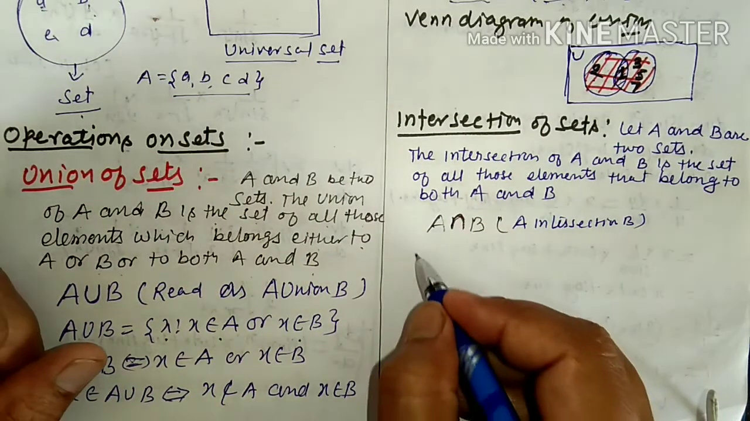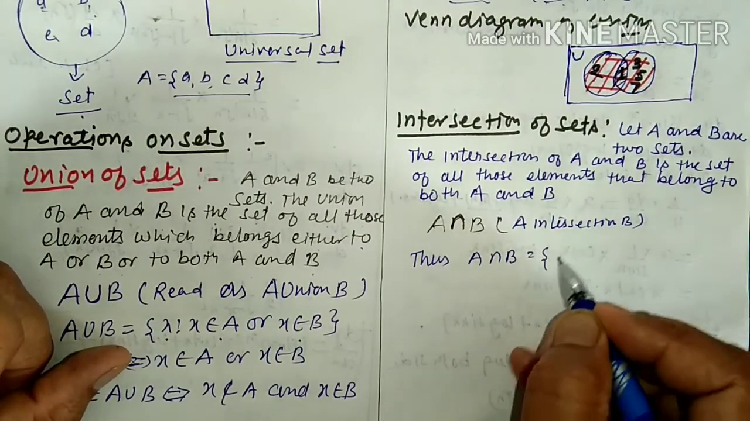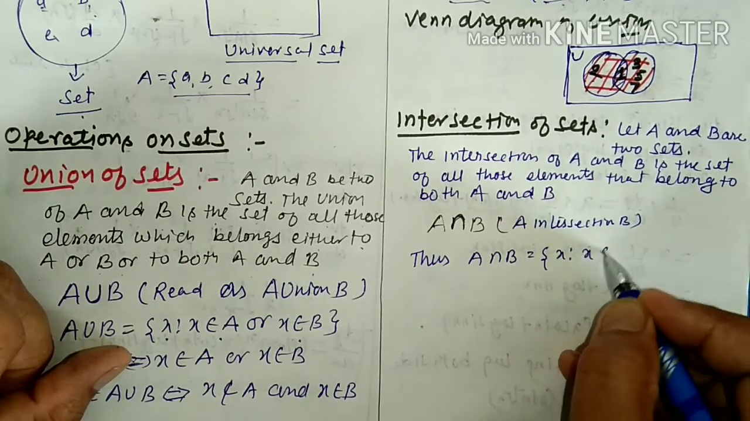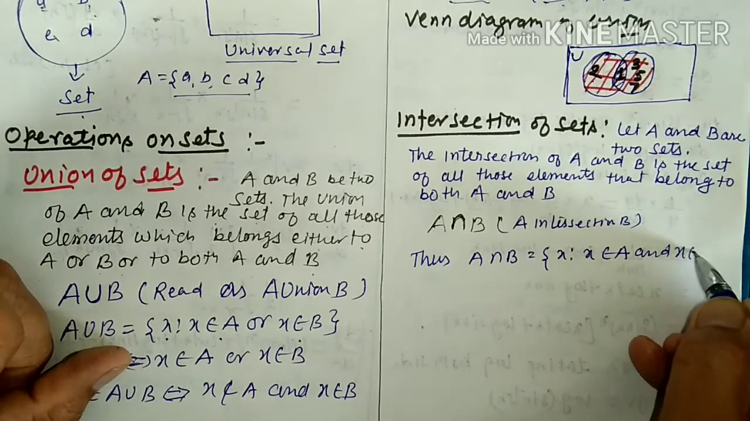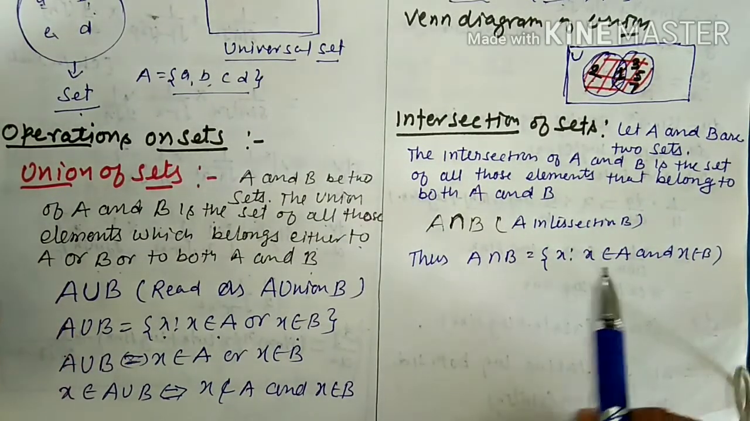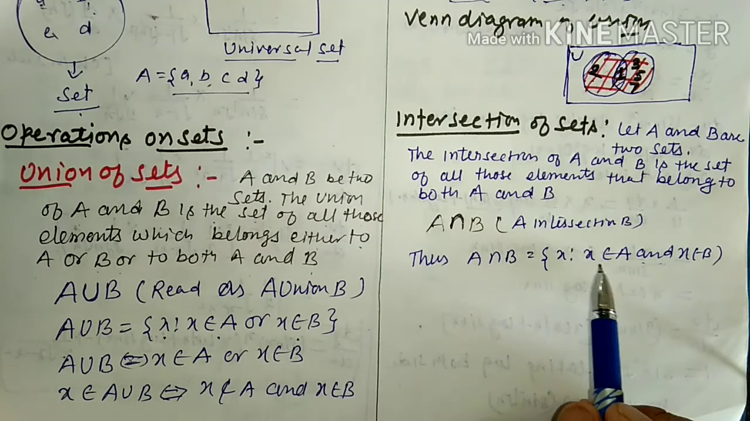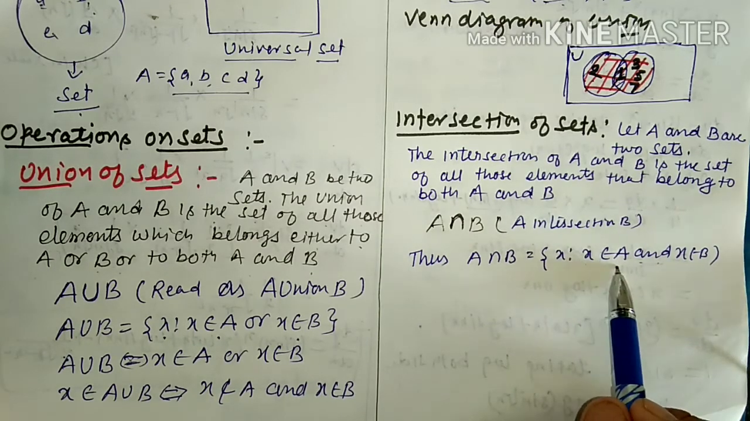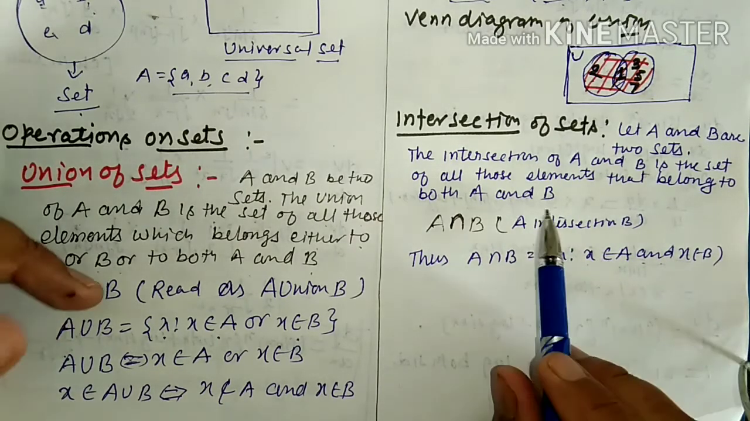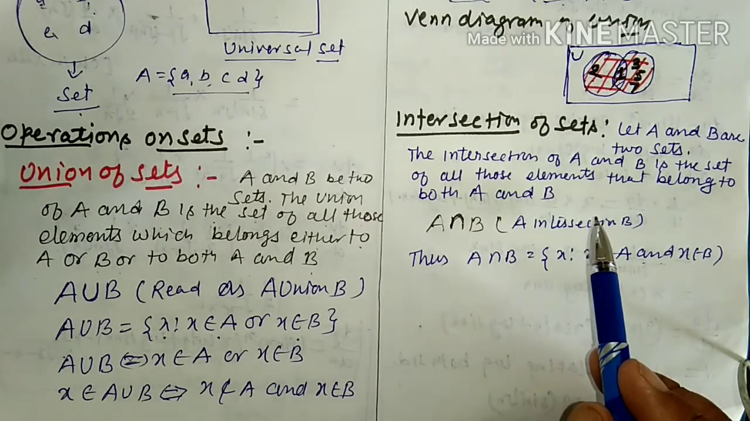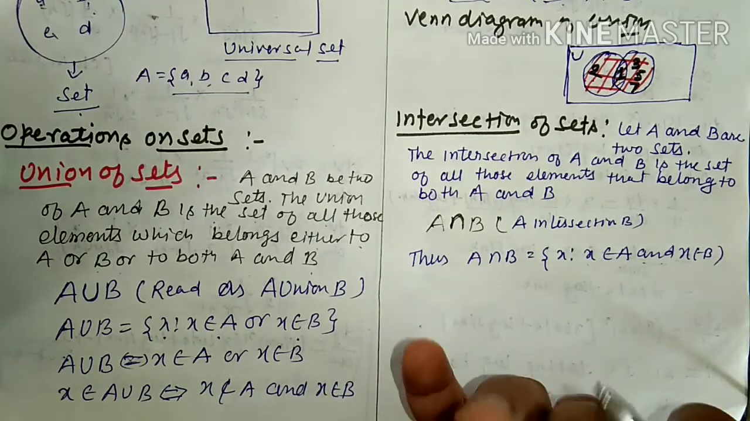Okay, thus A ∩ B we can read as x belongs to A and x belongs to B. In the previous one we wrote or, instead of and. Clear? So it means x belongs to A as well as to B. Clear? Common to both of them. So select common elements. We can say intersection is selecting the common elements from both sets. Clear? Okay.